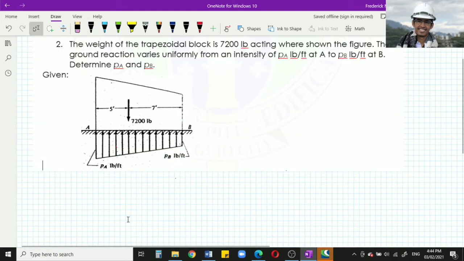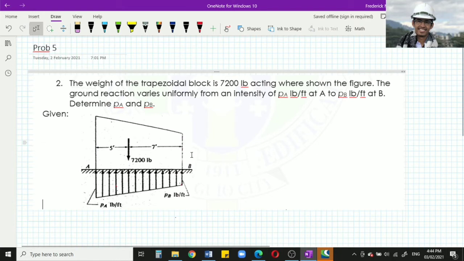Next example. So the weight of the trapezoidal block is 7,200 pounds, acting where shown in the figure. So the ground reaction varies uniformly from an intensity of PA pounds per feet at point A and PB pounds per feet at point B. So determine PA and PB. Okay?